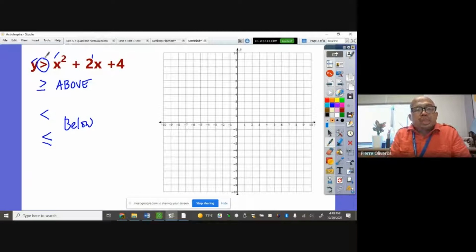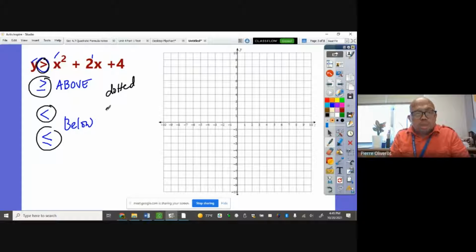Another thing we need to know is that if it's greater than or less than, with no underline or equal to on the bottom, that should give you a dotted line. And when you have a greater than or equal to or less than or equal to, it's going to be a solid line. Always remember.